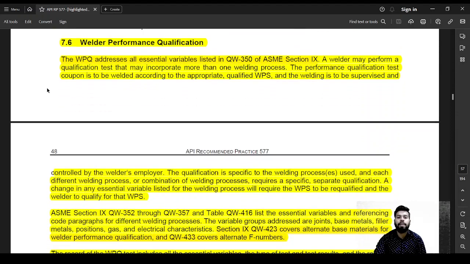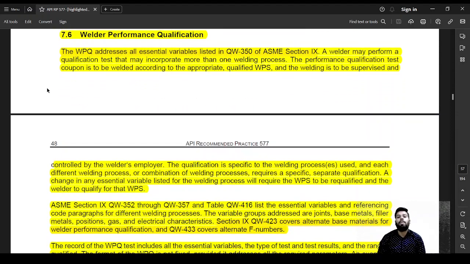Welder performance qualification. The WPQ addresses all the essential variables listed in QW350 of ASME Section 9. A welder may perform a qualification test that may incorporate more than one welding process. The performance qualification test coupon is to be welded in accordance with the appropriate qualified WPS. The welding is to be supervised and controlled by the welder's employer.